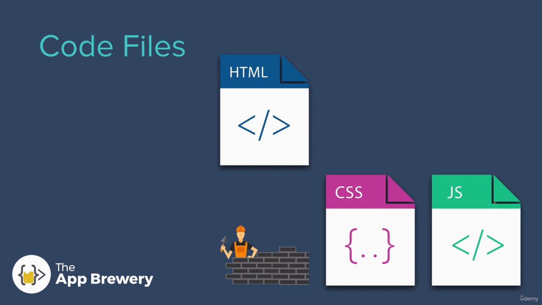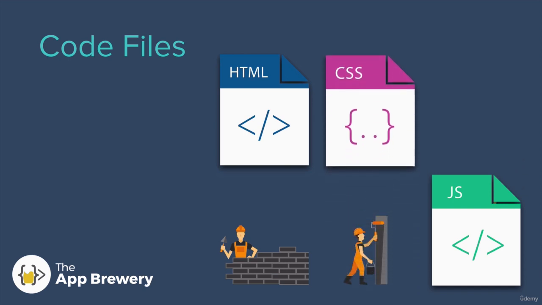Now, the second type of file are CSS files. And these files are responsible for styling your website. If you were building a house, then this would be the painters and decorators. They would be going around painting the walls or adding stylistic flourishes to your place, and generally making the place look the way that you want it to. And that's exactly what CSS code does as well. When you incorporate CSS, it allows you to specify how you want your website to look.